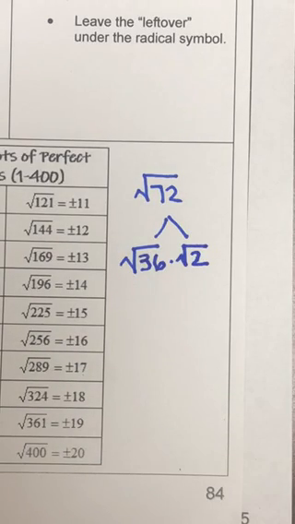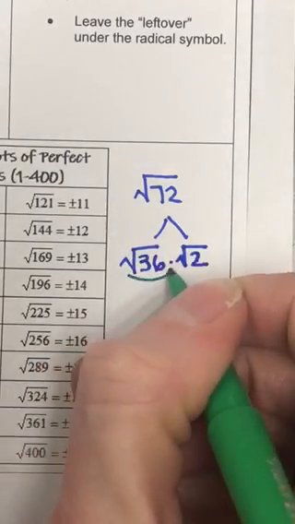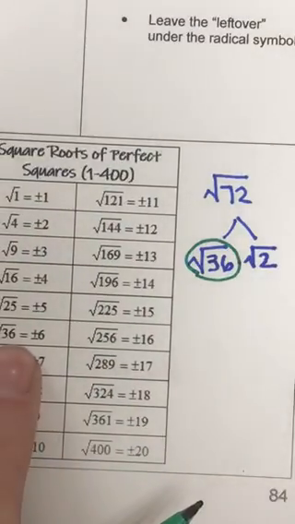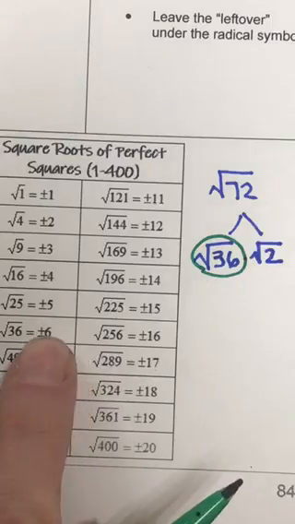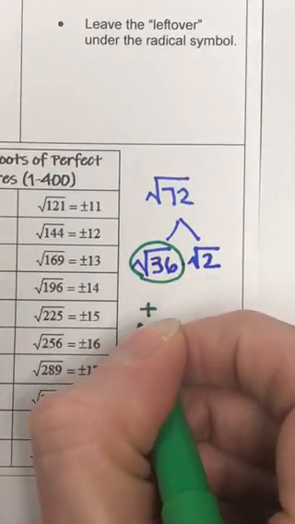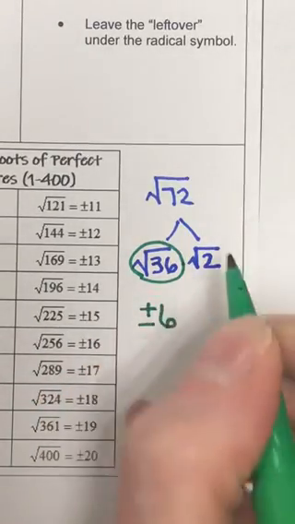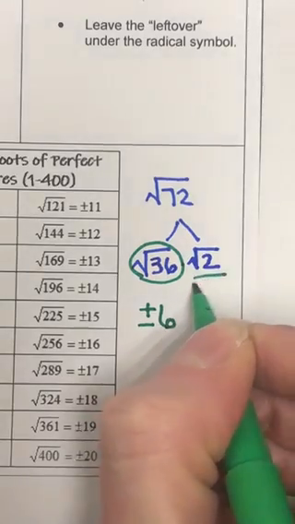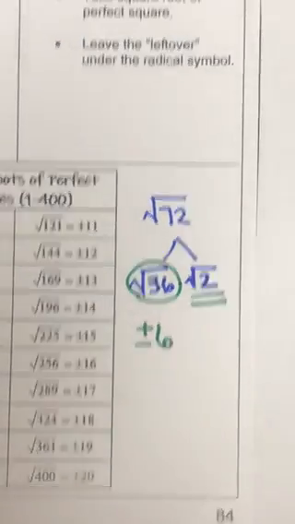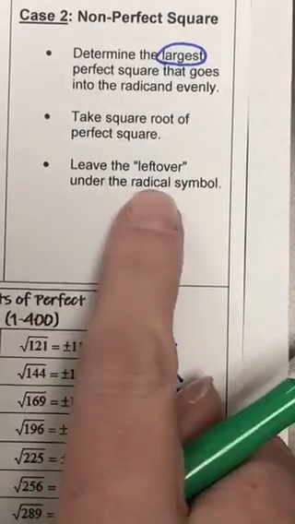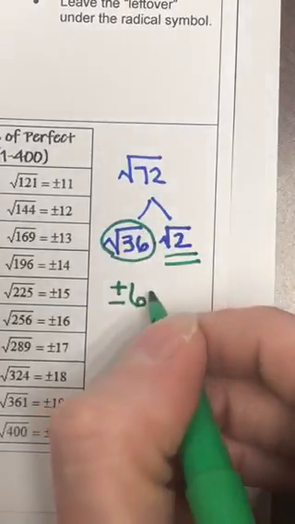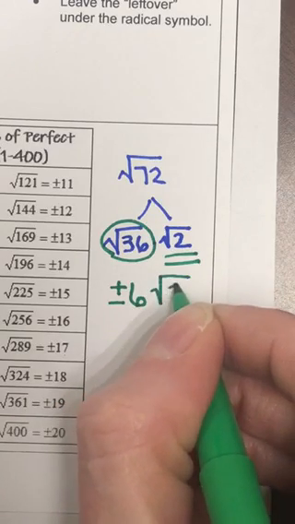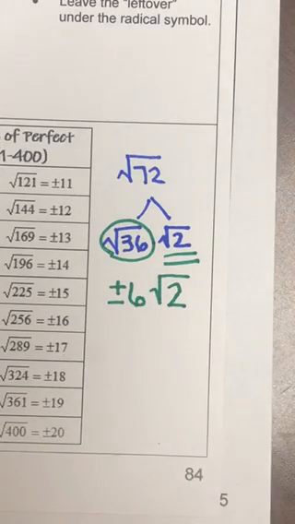Okay, after that, you're going to take the square root of the perfect square. So I'm going to take the square root of this piece. And again, here's that answer right here. Okay, it's positive or negative 6. And I'm going to leave the leftovers. That's what it's talking about here. Leave the leftover under the radical symbol. So that's the leftover because notice I can't take the square root of 2 and get a whole number. So I'm going to leave the leftover under the radical sign. And that's my answer.